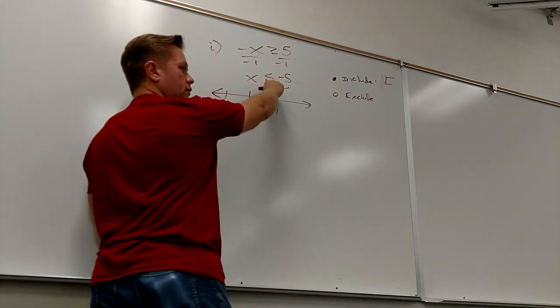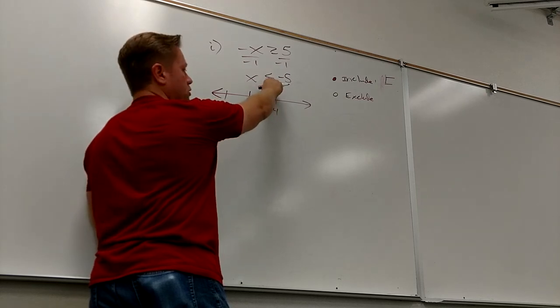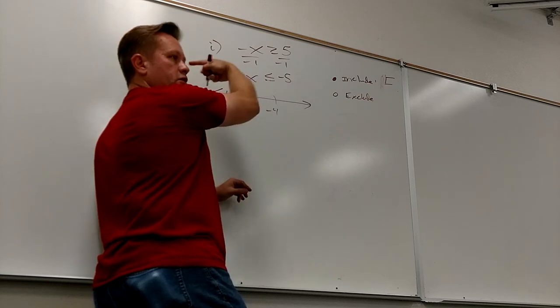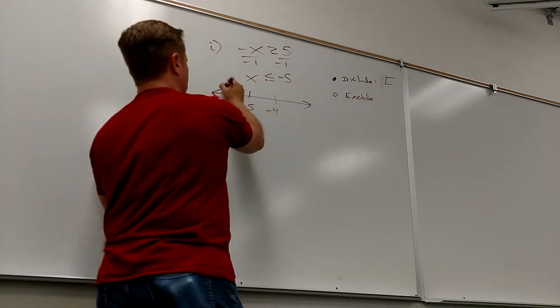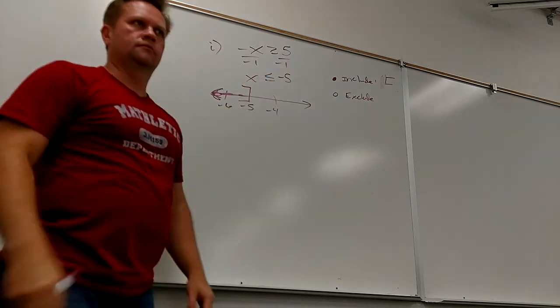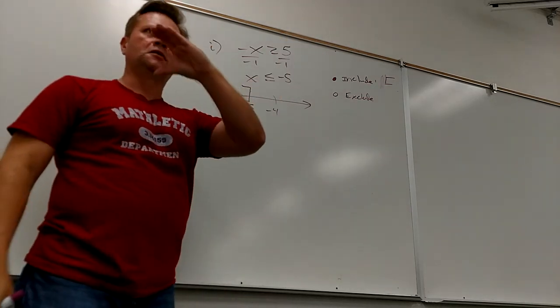Which way am I going to shade? It points you in the direction. If the variable's on this side, this points you in the direction you're going to shade. A little arrow. So I want to shade this way. So on -5, I would put a bracket. You see how it opens the way.